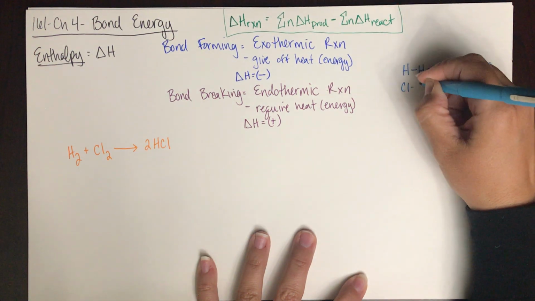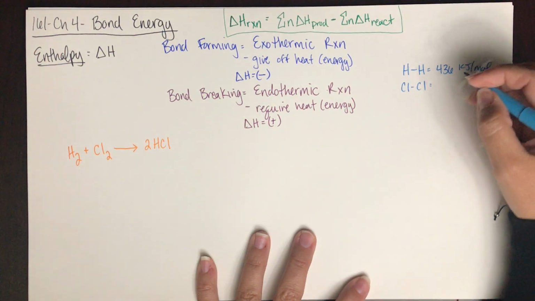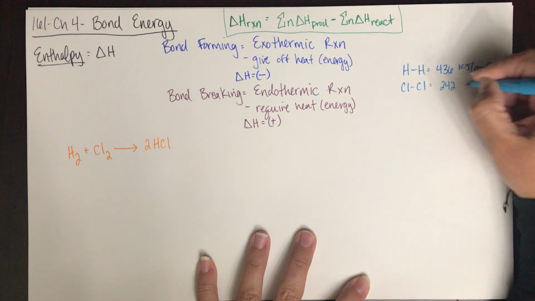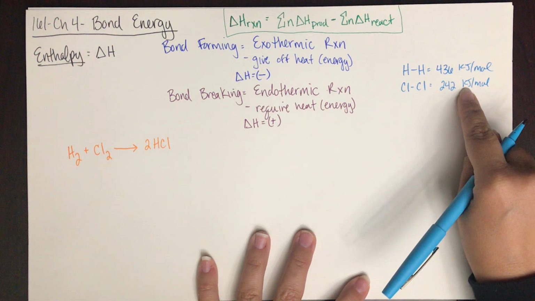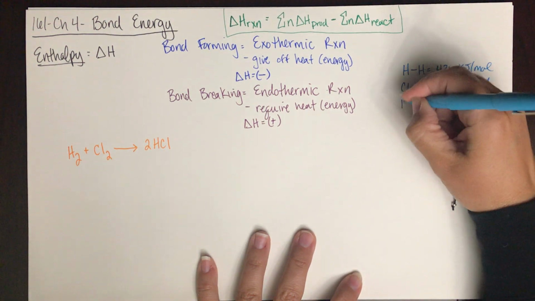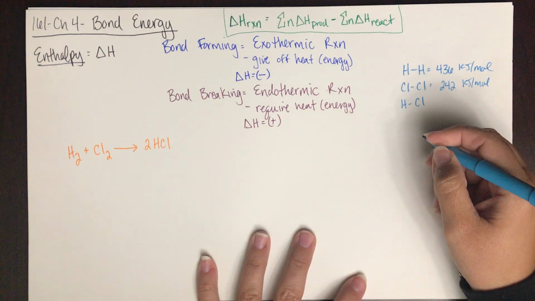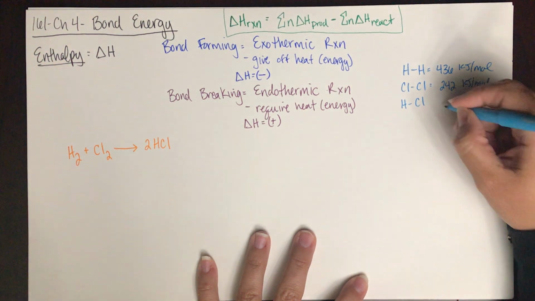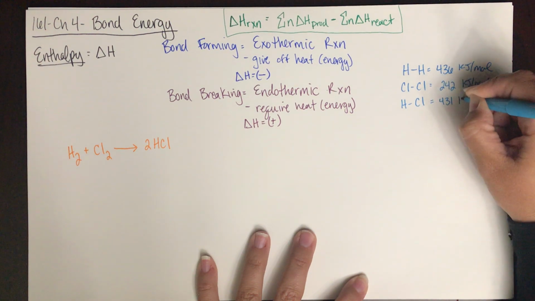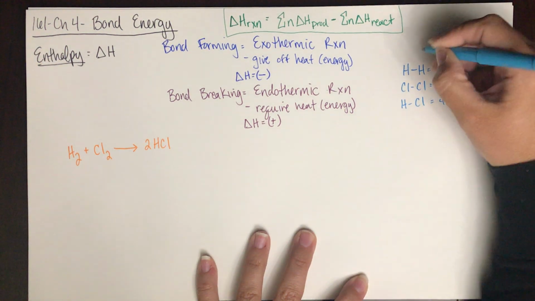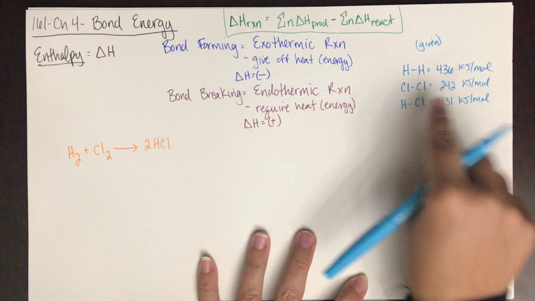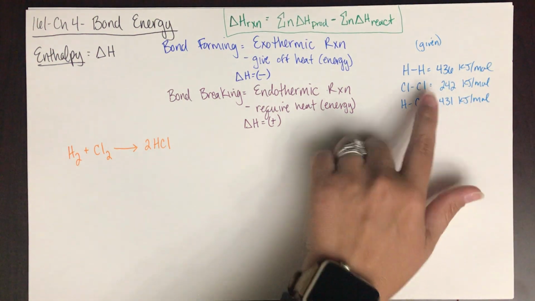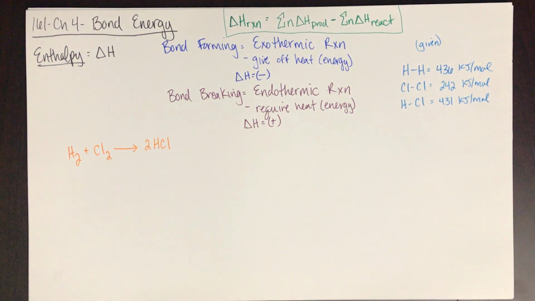A chlorine-chlorine single bond would be 242 kilojoules per mole. Kilojoules is a unit of energy. And then a hydrogen-chlorine single bond would be 431 kilojoules per mole. So this table is given to you. You're not calculating this, but you're going to use this to determine what's the overall energy change of this reaction.